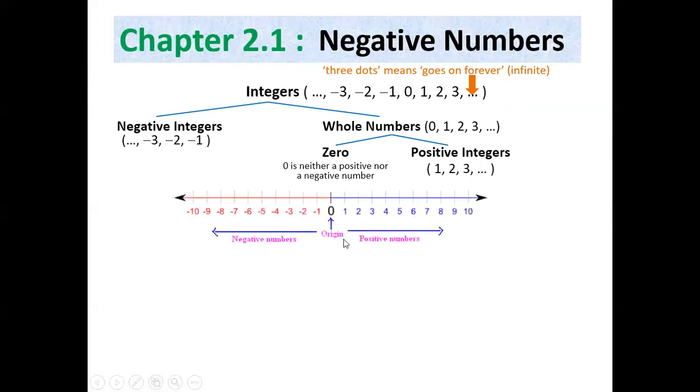So zero is the origin, neither positive nor negative, as I said before, and left is negative, right is positive. This is called the number line. The blue part stands for positive. The red color stands for negative. So far, do you have any questions?